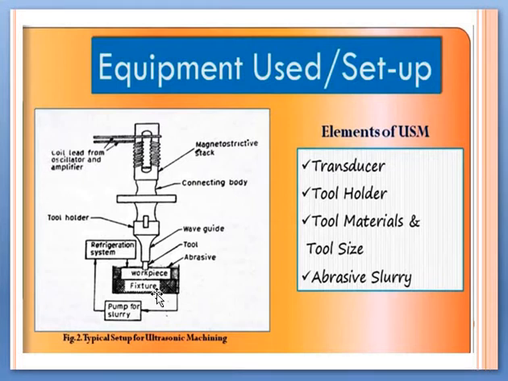Whatever abrasive particles are present in the abrasive slurry at the machining gap between the tool and the workpiece, those abrasive particles are responsible for the removal of the material from the workpiece, and the material is removed in the shape or form that the tool has. That is, a form shaped tool is utilized in the case of ultrasonic machining.